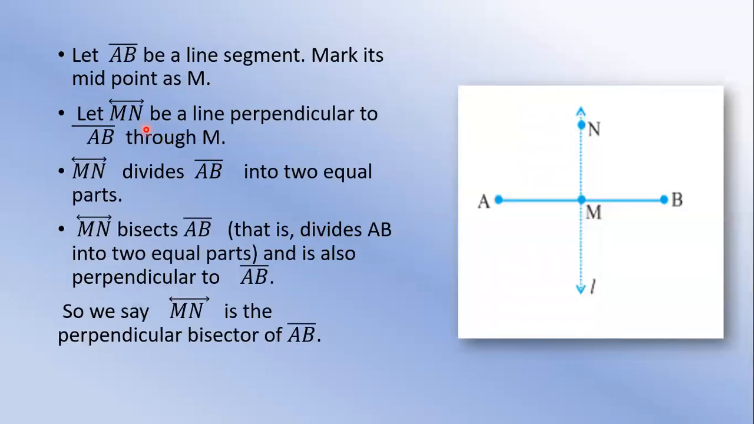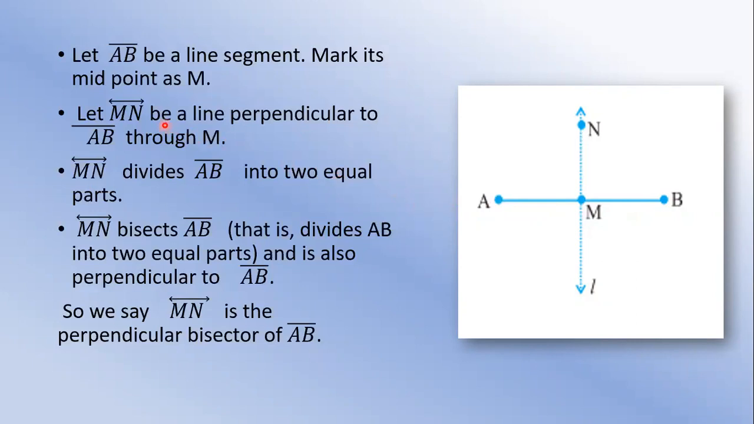See, here let AB be a line segment, mark its midpoint as M. A line segment is taken, line segment AB, and we mark its midpoint M. Midpoint means the point at the middle of the line segment. That means the distance between the points A and M is equal to the distance between the points B and M, as M is the midpoint of line segment AB.